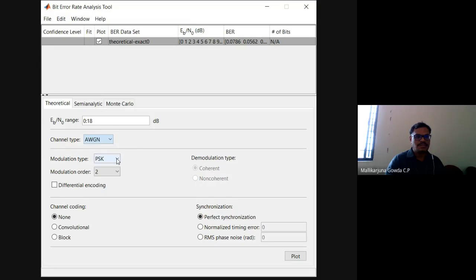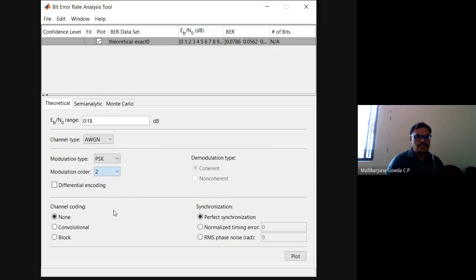Even the modulation type also. So I took PSK. You can select all these modulation techniques like BPSK, OQPSK, PAM, QAM, FSK, MSK, CPFSK, all the modulations are available. And even the modulation order. Of course, the modulation order for PSK and QPSK will change, right? If you go for M-ary, you can set 4, 8, 16, 32, up to 64.